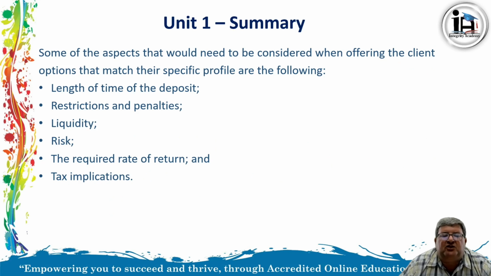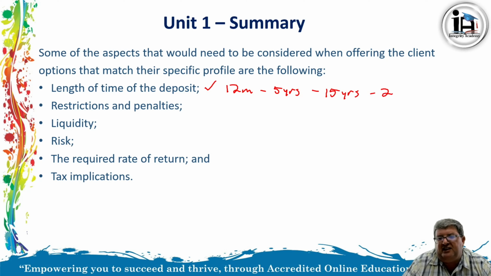Some of the aspects that would need to be considered when offering the client options that match their specific profile are the following. The length of the deposit. How long do they want to deposit? For 12 months or for 5 years or for 15 years or for 20 years or up to retirement, if it's a retirement annuity. What do they want that for? Retirement.